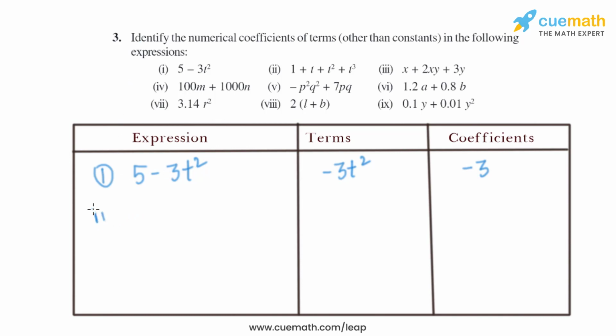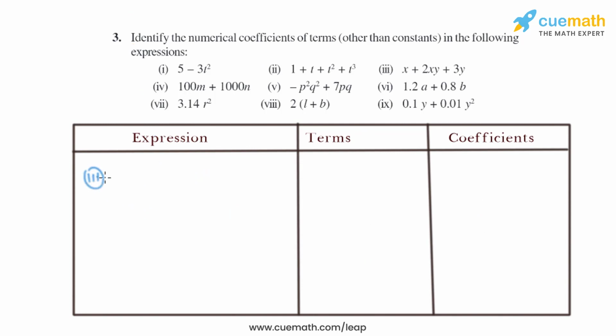In the second part, the expression that is given is 1 plus t square plus t cube. So the terms other than the constant terms are t square and t cube. As we can see that t is a variable over there, t is multiplied by only 1. So the coefficient of t is 1. Similarly in t square the coefficient will be 1 and in t cube as well the coefficient will be 1 only. Now let's move on to the third part.